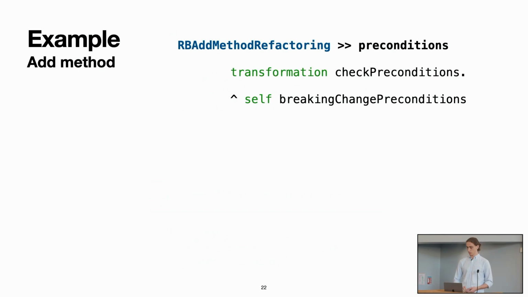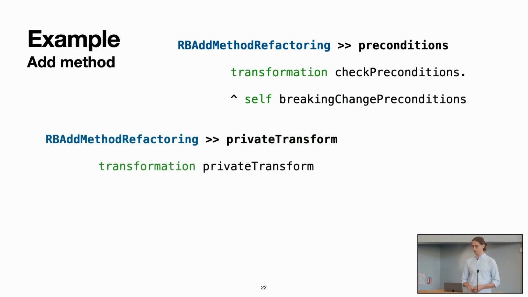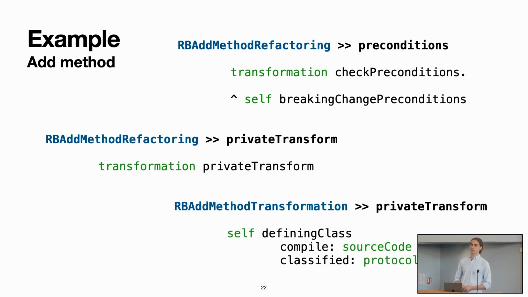Okay? So a code example is like this. For precondition checking, the refactoring will first ask the transformation, does it make sense to do it? The transformation will check applicability preconditions, and then the refactoring itself will check breaking change preconditions. The transformation logic is then performed by the transformation itself, so the refactoring delegates execution to the transformation. And then the transformation actually does the transformation, which, in this case, for add method, is to compile a method in a class.